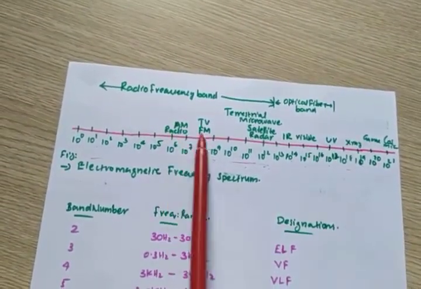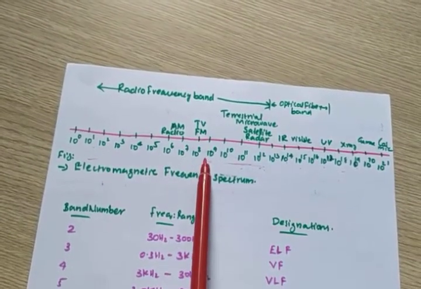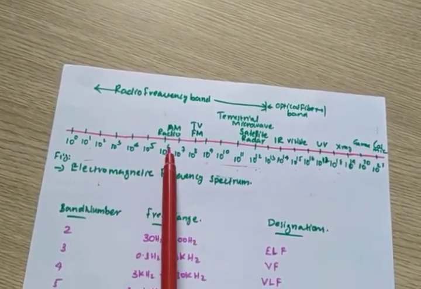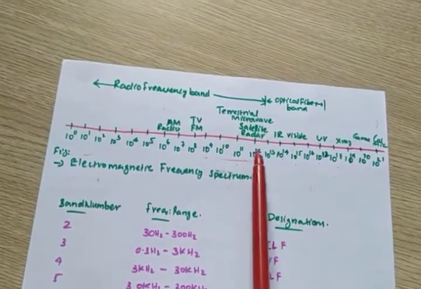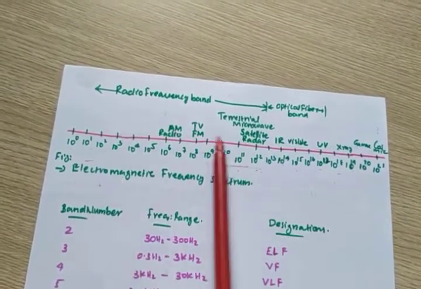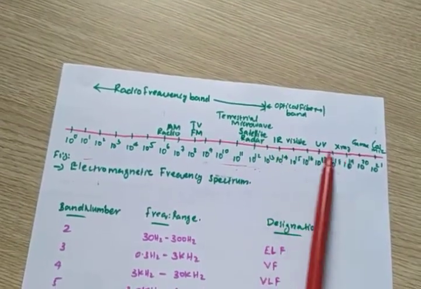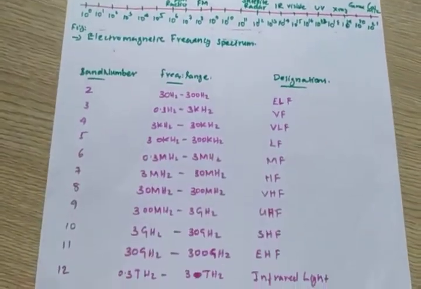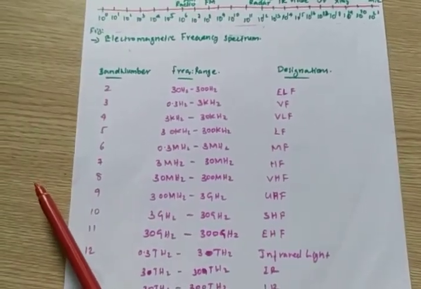Here AM and FM, radio, TV, and broadcasting all come under 10 raised to 6 to 10 raised to 8, 9 range. These are the frequencies: 10 raised to 5 hertz, 10 raised to 6 hertz, 10 raised to 7 hertz, like that. Satellite and radar come under 10 raised to 9, 10 raised to 11, 12 range. These we normally call the radio frequency band, which we normally use. Infrared and ultraviolet are another set of bands. So this is the spectrum. Now we will see the different frequency band allocations.